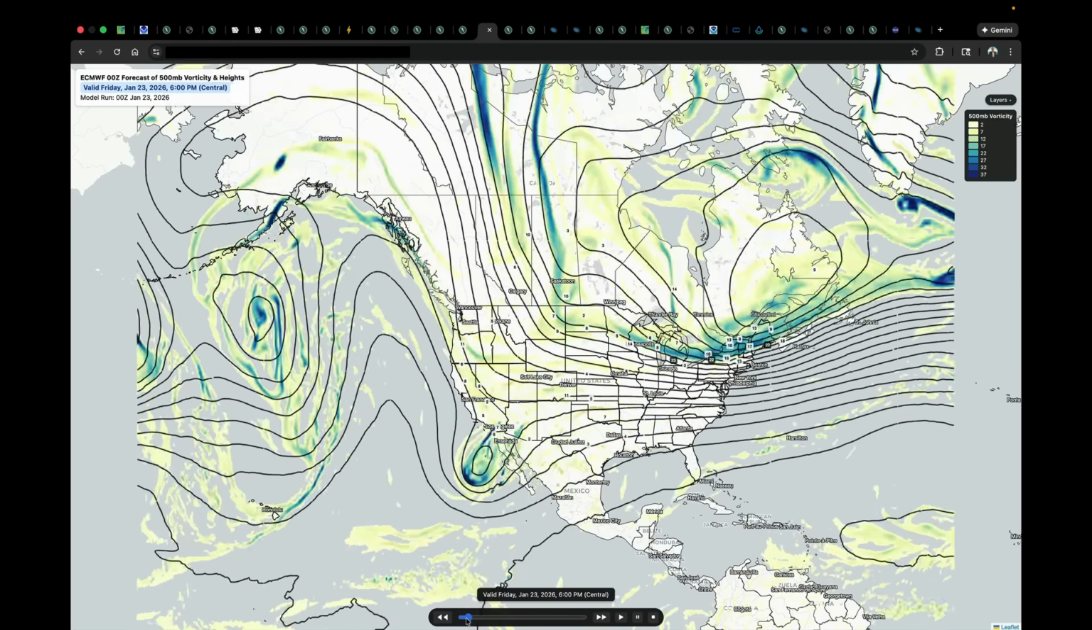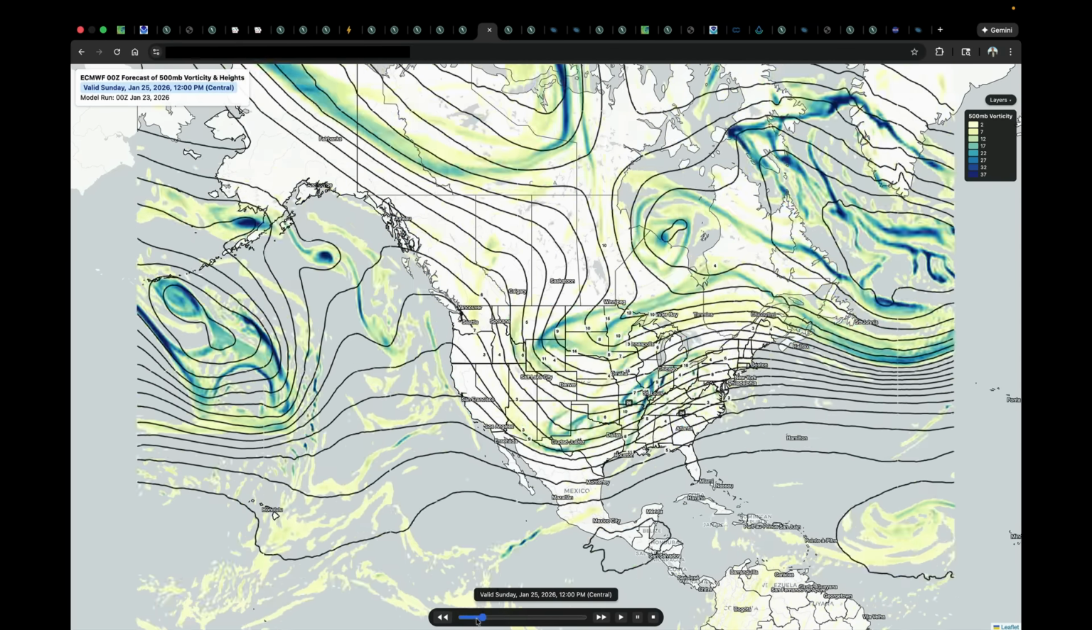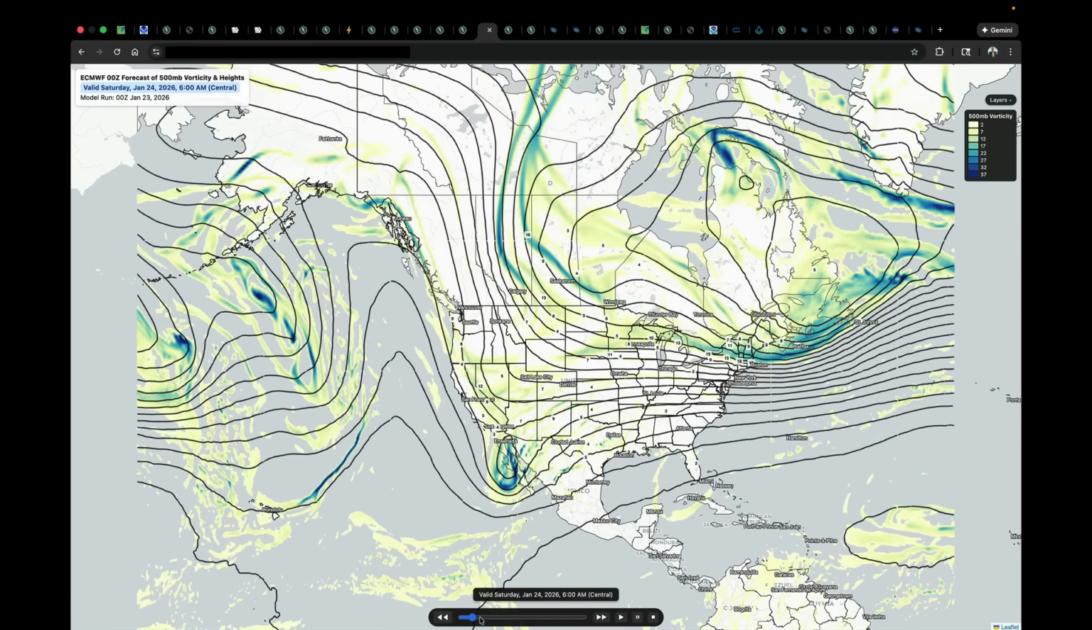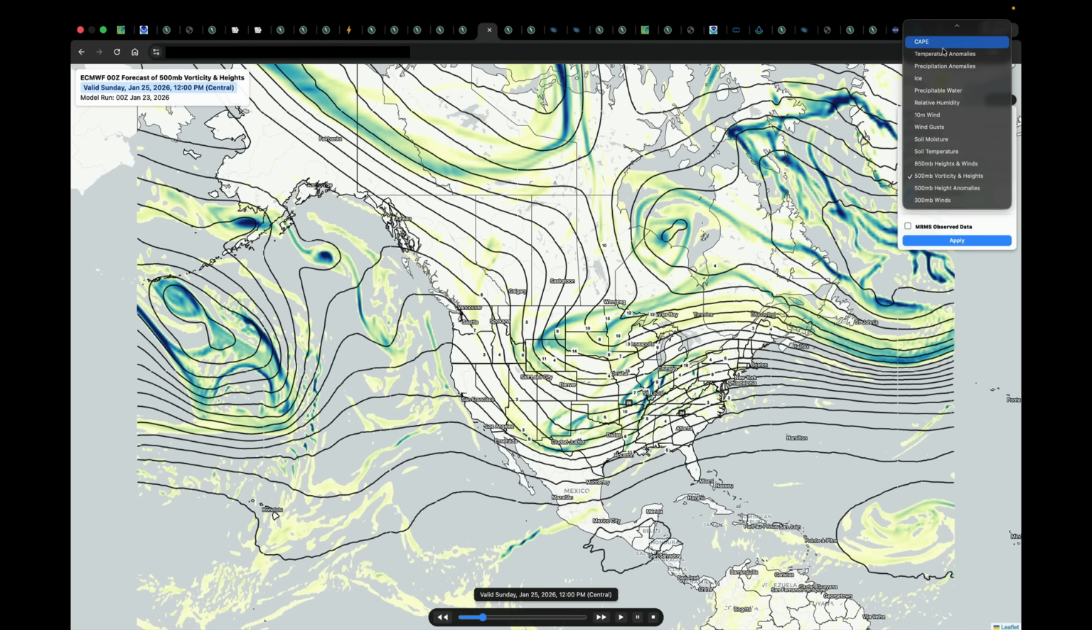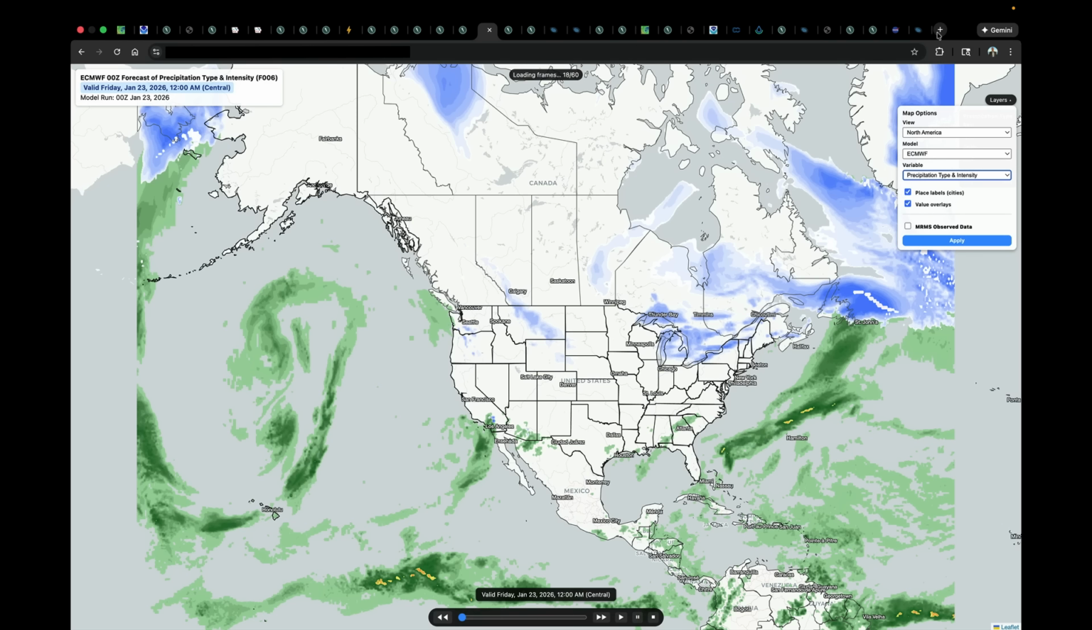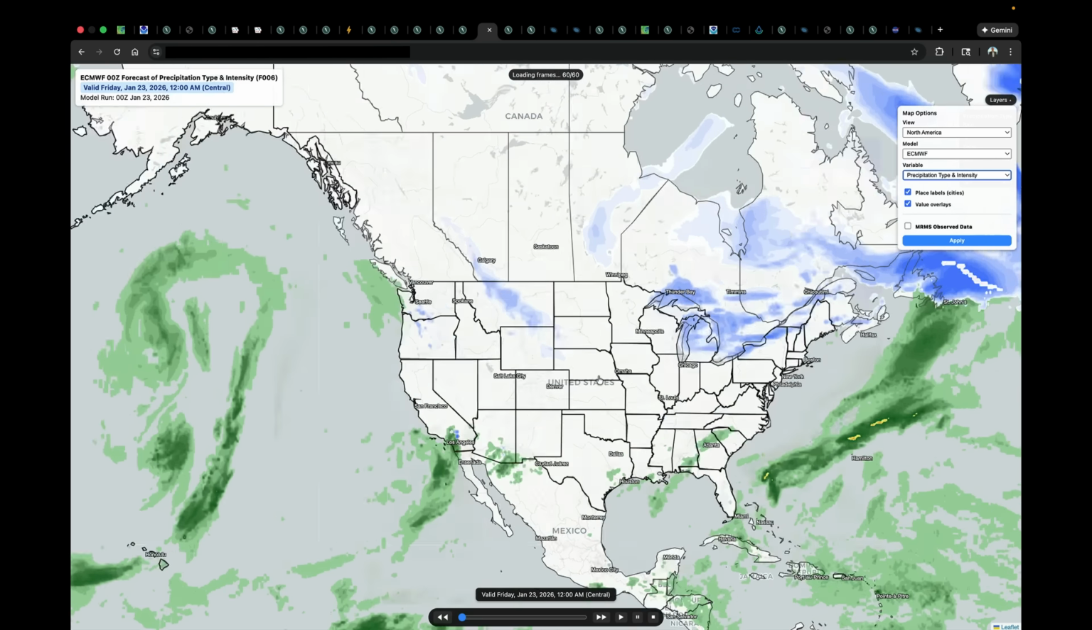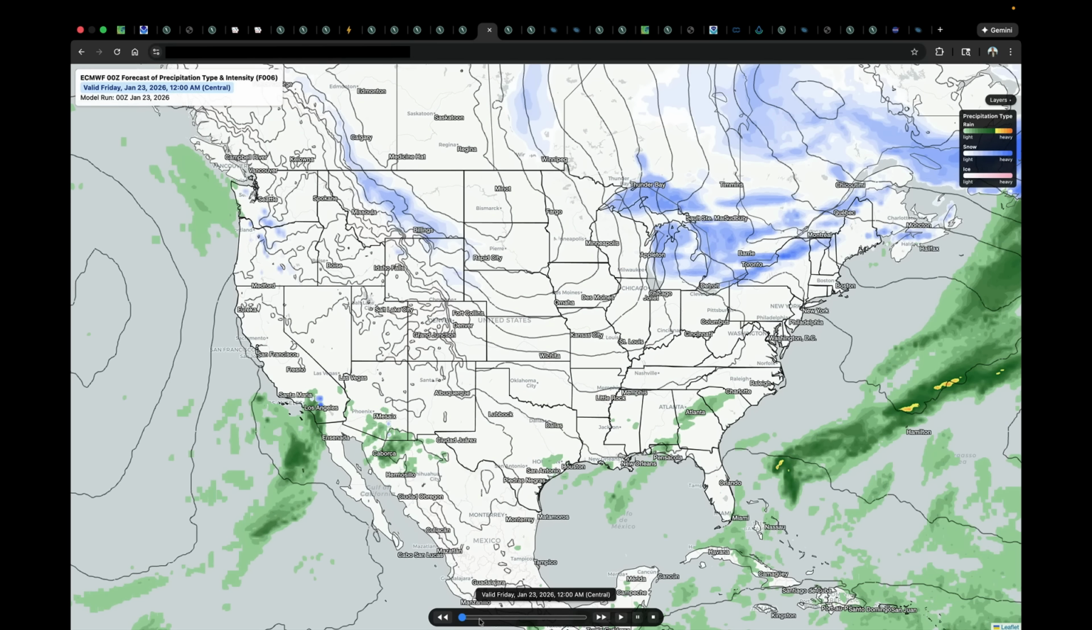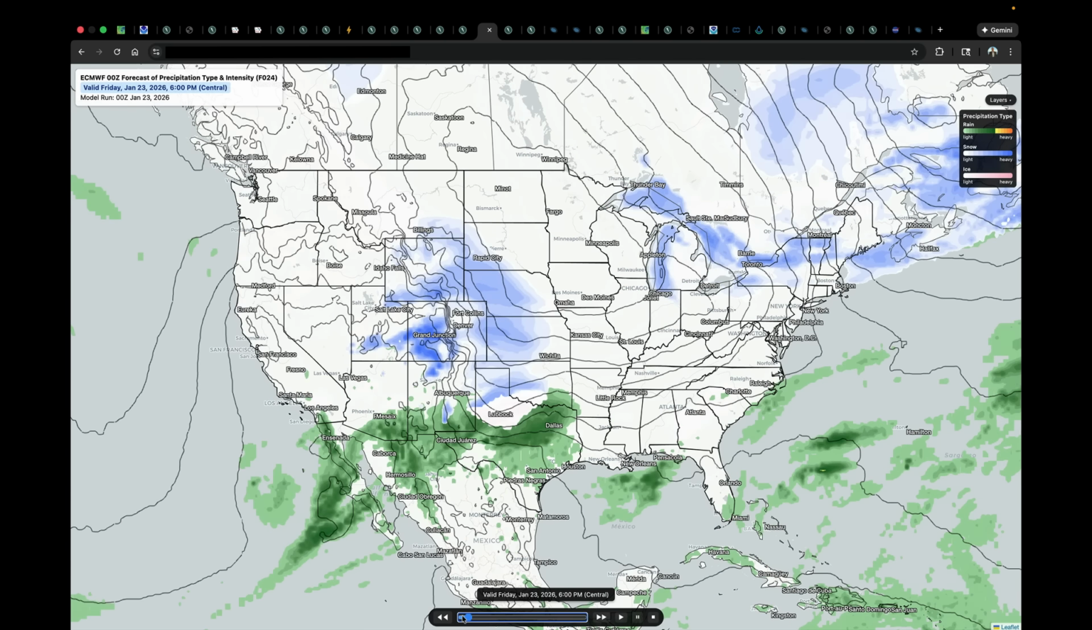Now, as these waves try to phase and kick through, what will be most critical is this wave that comes out of California and how far to the north it goes. That is one of the reasons why, when you look at, let's just go look at precipitation type and intensity, that's one of the big reasons why the European model does this with the precipitation. So there's the high pressure.